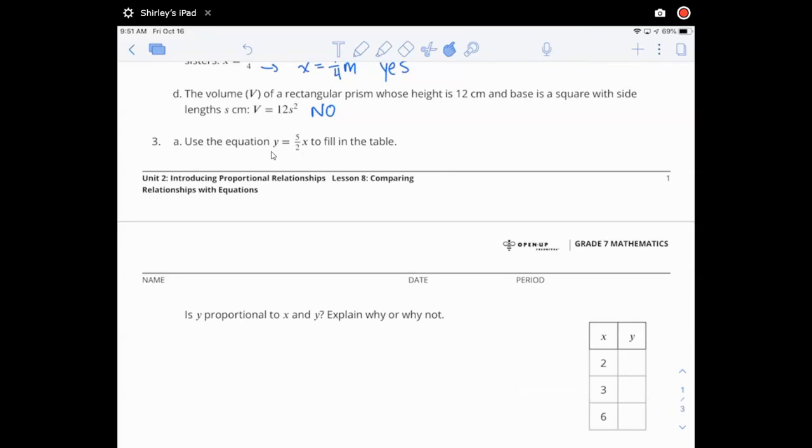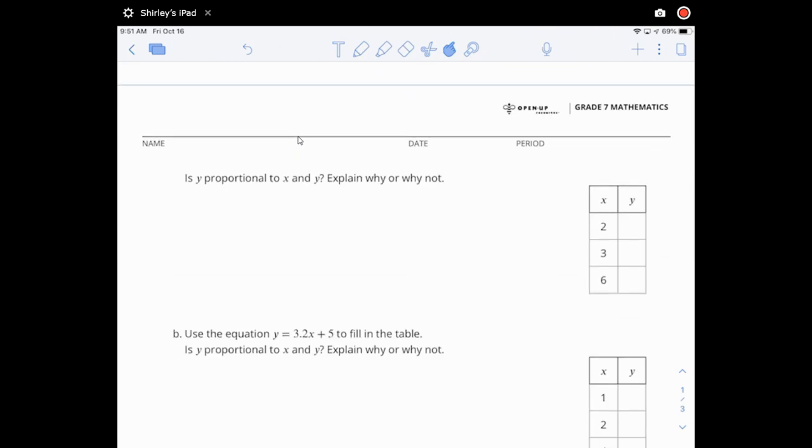Question 3 says use the equation y equals 5 over 2x to fill in the table. So this is kind of like that Fahrenheit problem we did today whenever we had that fraction. I'm going to scoot this down so that I can rewrite my equation down here. So y equals 5 over 2x. So we went over this two ways.